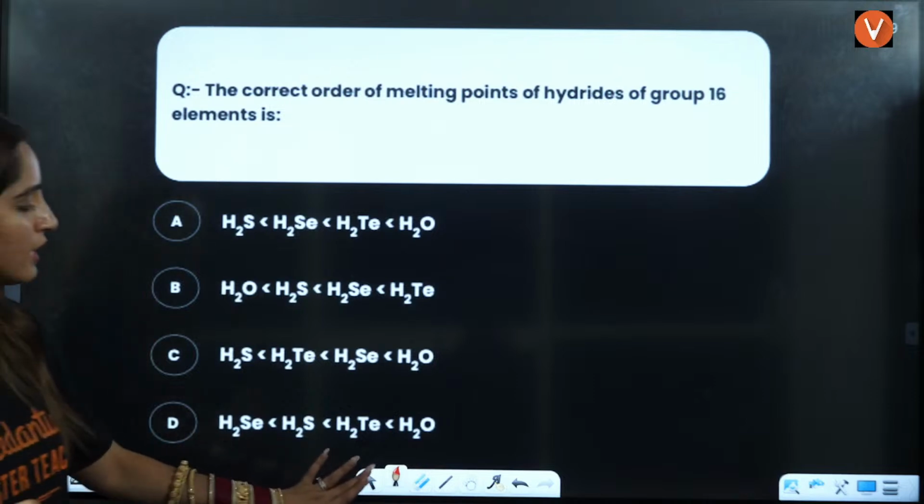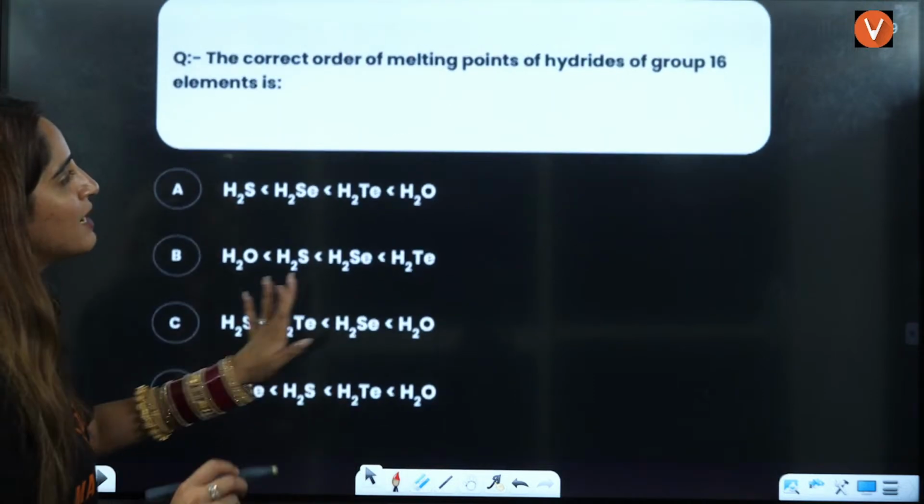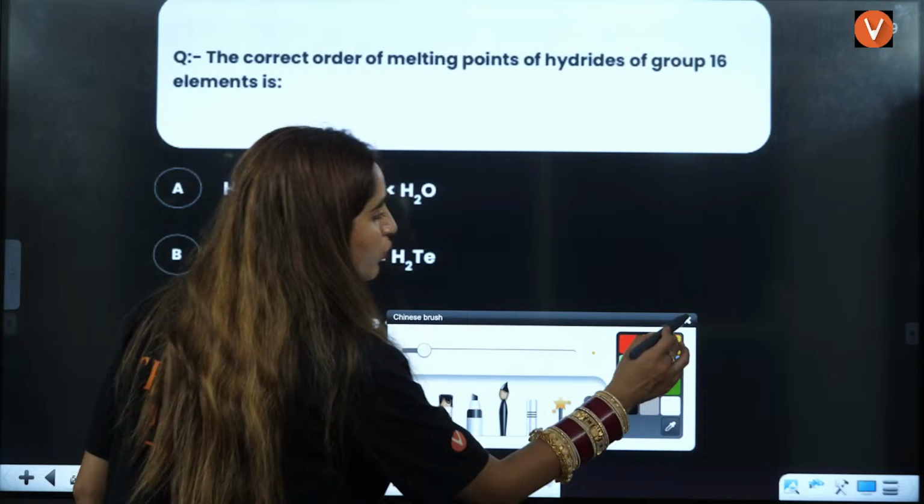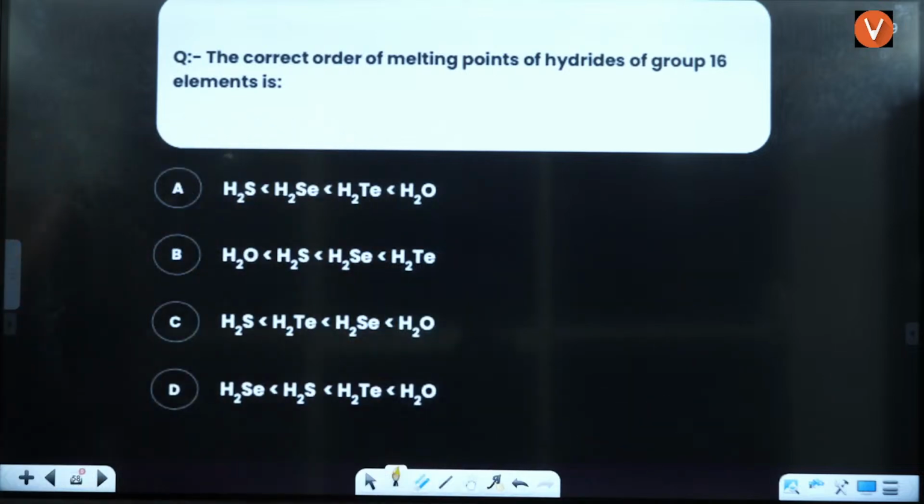Okay, understood? Next is the correct order of melting point of hydrides of group number 16. Melting point of hydrides of group number 16. Yes, everybody? What is the answer for the melting point of hydrides?